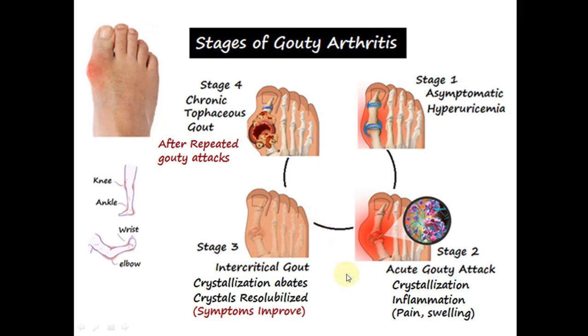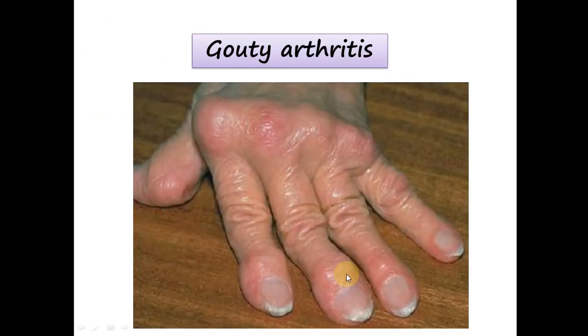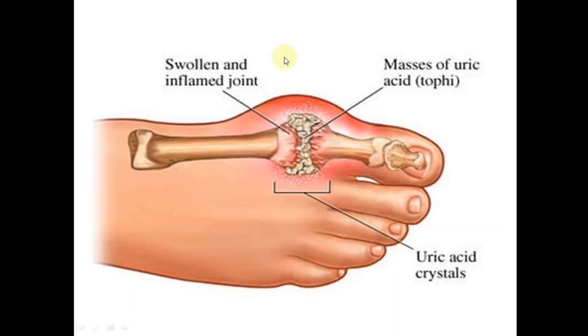chronic tophaceous gout, it may lead to joint destruction and chronic disability for the patient. Here in this picture we can see the monosodium urate crystal deposition destroying the joint, which has become swollen and inflamed, and uric acid crystals can be seen in the joint.